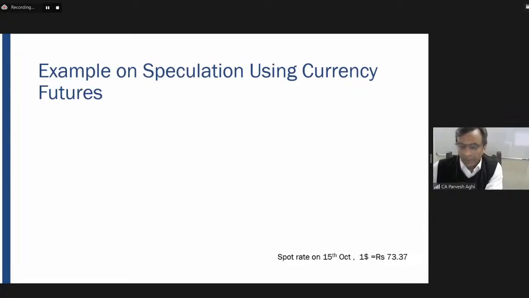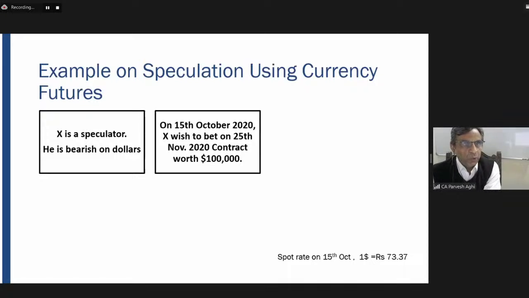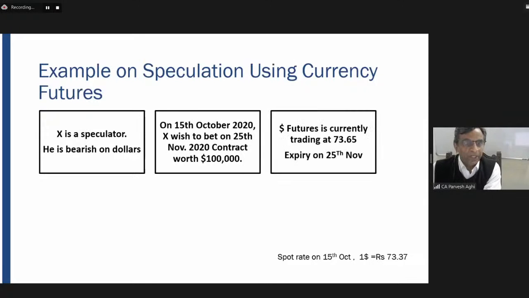Example on speculation using currency. Okay. So now, he's bearish. So first he was bullish. So X is a speculator. He's bearish on the dollars. On 15th October 2020, X wished to bet on 25th November 2020 contract. So he is actually bearish.